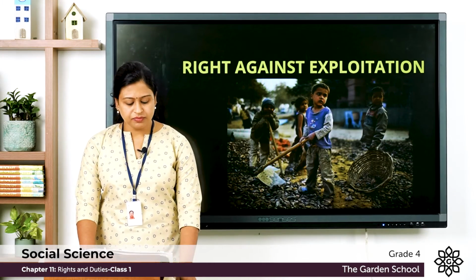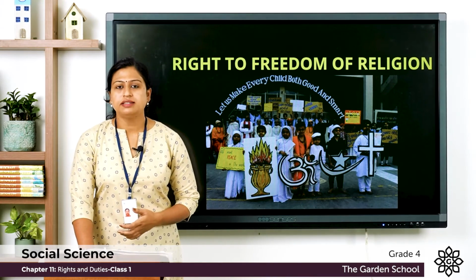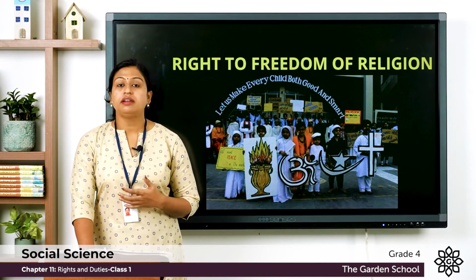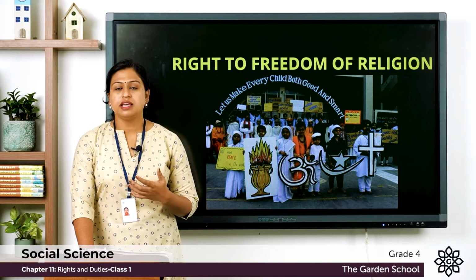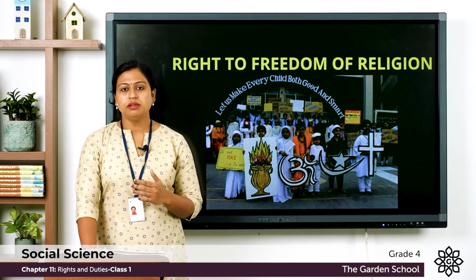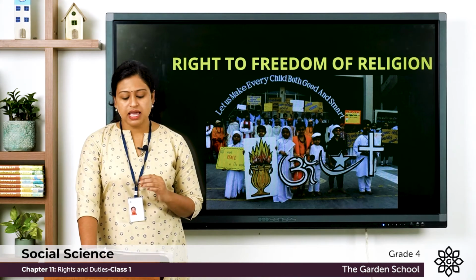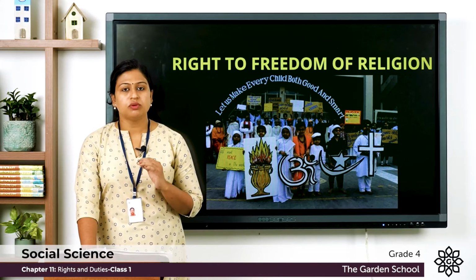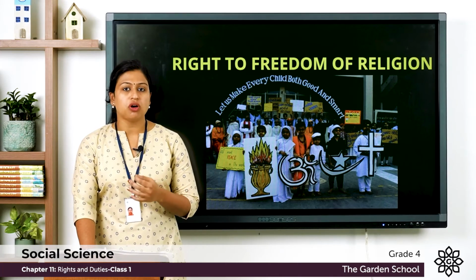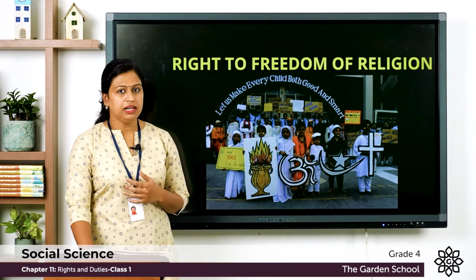Now the fourth one is the right to freedom of religion. You all know that there are different states, and in different states people practice different religions. So this right says that all people are equal under the law of the country, and the Indian state has no religion of its own. People are free to practice any religion, and they are also free to talk about their religion. So this was about the right to freedom of religion.